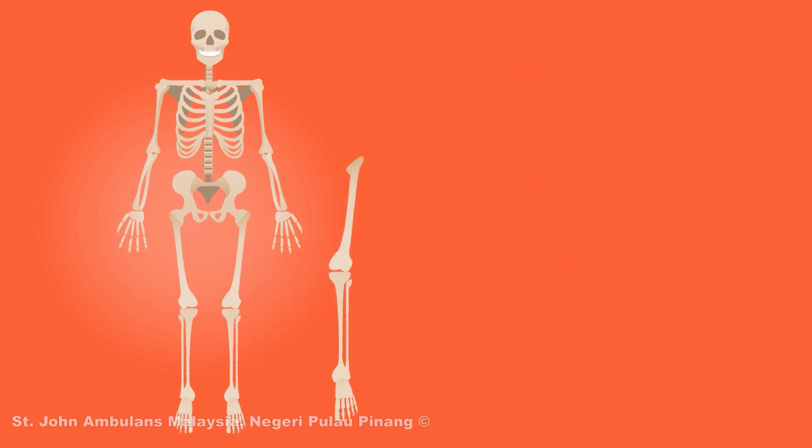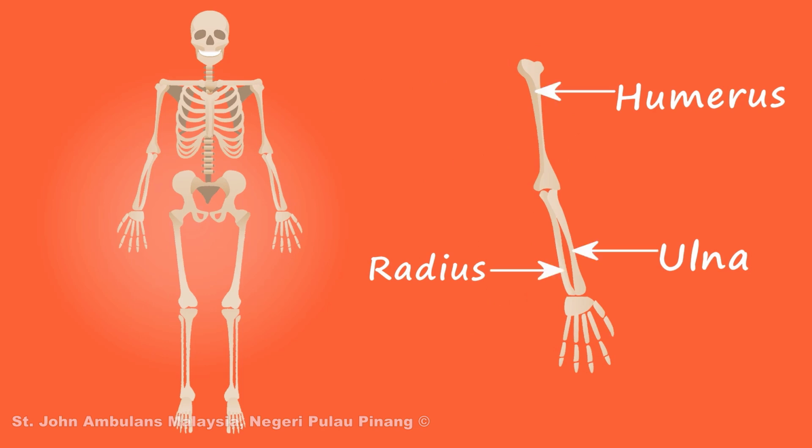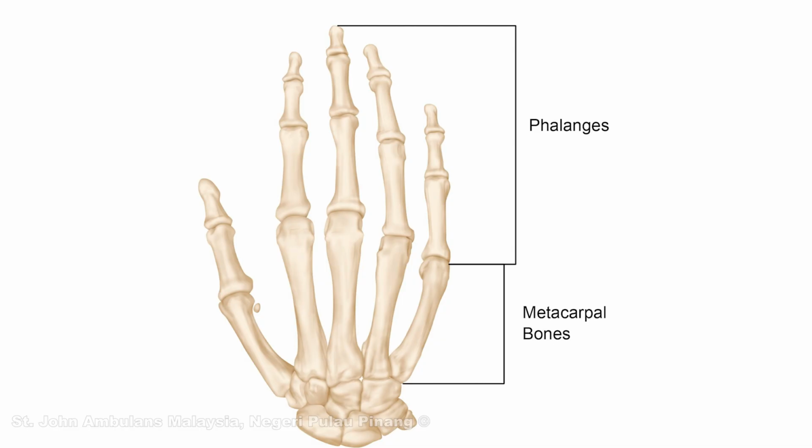We will proceed to the bones of the upper limbs and the lower limbs. On the upper limbs, we have the humerus, which forms the upper arm and is connected to the elbow joint, and proceeds to the bones of the forearm, which are the radius and ulna. Then this will connect to the wrist joint, which consists of multiple small carpal bones, the metacarpals, and also the finger bones, which are called the phalanges.